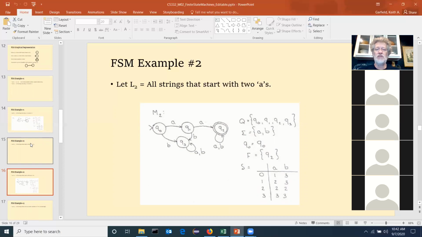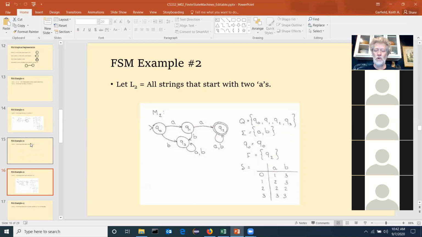So if you notice Q0, the alphabet's A, B. The only thing we're going to get is either an A or a B. So in Q0, I tell you what to do on A and I tell you what to do on B. And for Q1, I tell you what to do on A, I tell you what to do on B. And so on and so on.